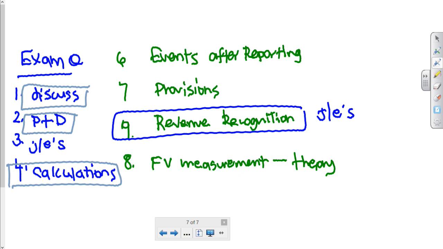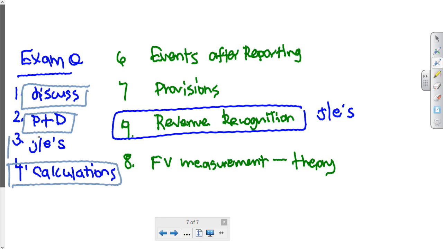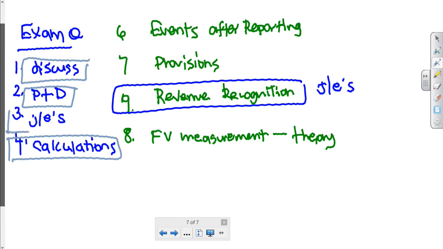Do the deferred tax calc, isn't it? Recalculate the profit before tax after the change in estimate, that kind of stuff. And then journal entries is revenue for this module. Although we did see also in the assignment, we saw a journal entry to correct errors. But you will see all four in some combination or another being asked in this exam. Okay, that's the 4 ways they can ask exam questions.